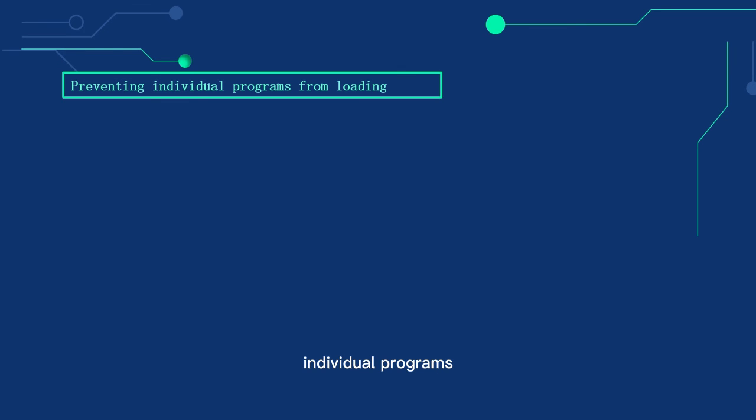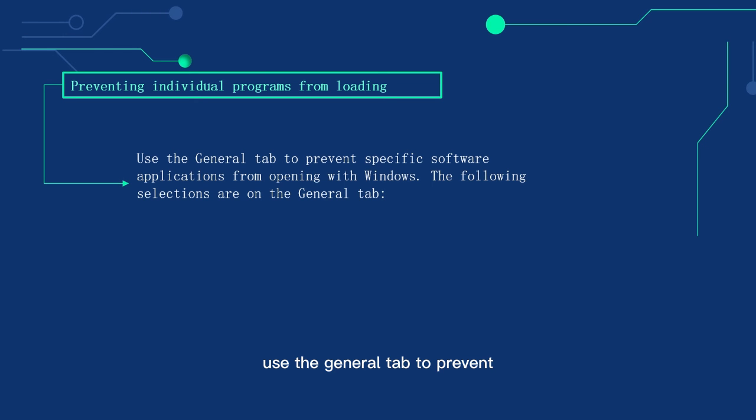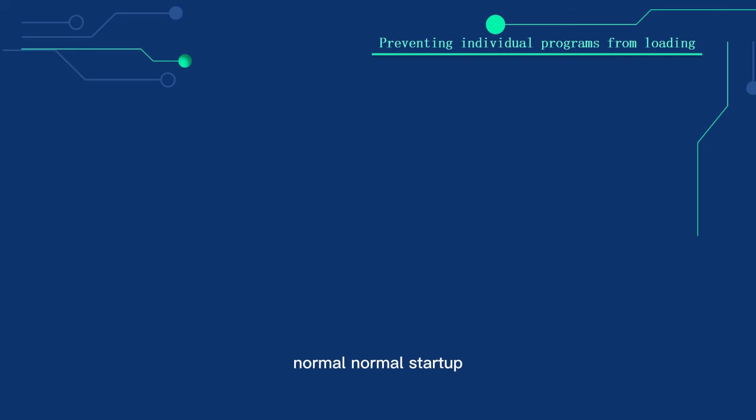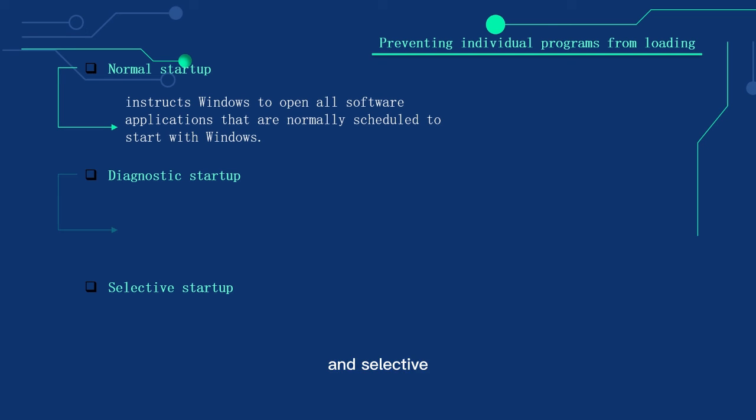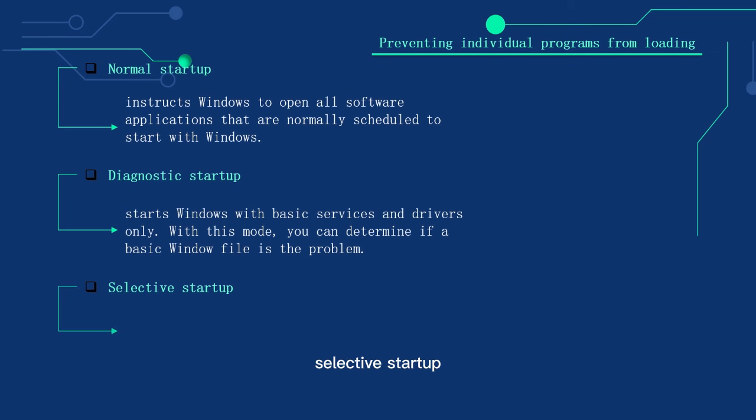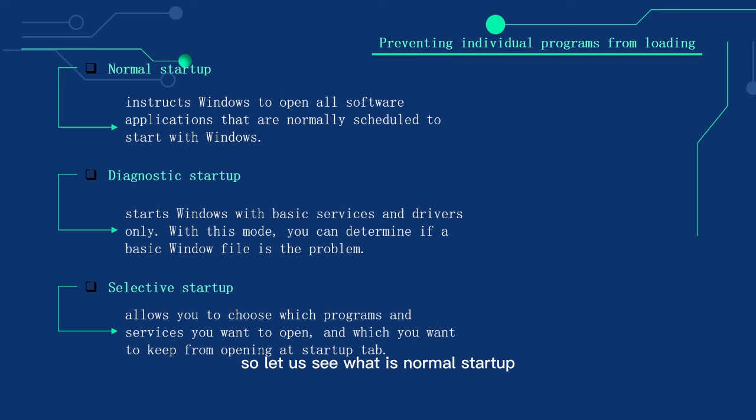And then, preventing individual programs from loading. Use the General tab to prevent specific software applications from opening with Windows. The following selections are on the General tab. And these are normal startup, diagnostic startup, and selective startup. So let us see what is normal startup.